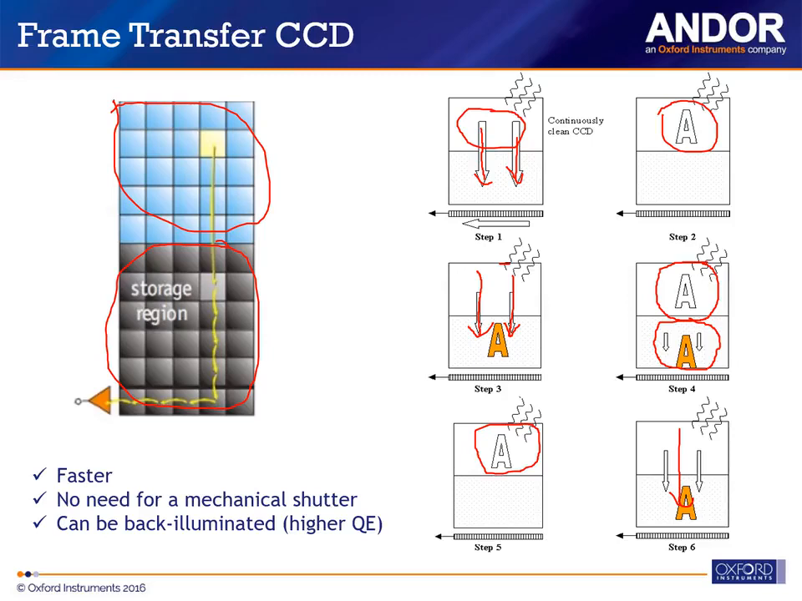So the advantage is it can be a faster process, and you don't need a mechanical shutter, which for some applications can be advantageous as well. Again, the sensors themselves can be back illuminated to have higher quantum efficiency. So that's very much an advantage of the process also.